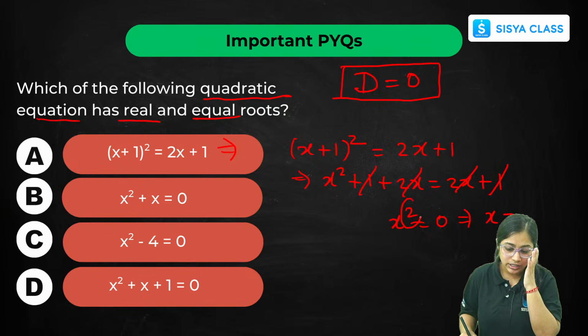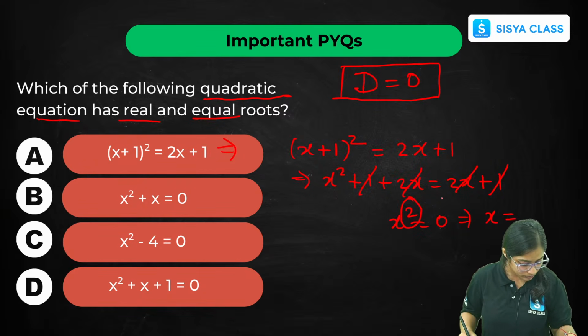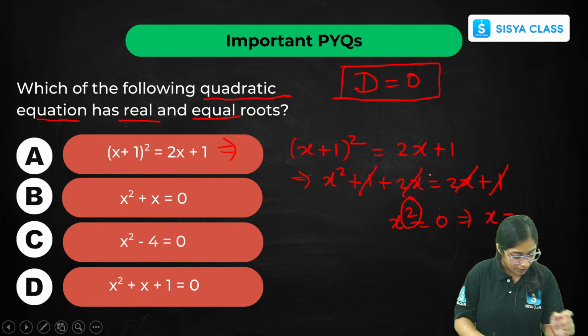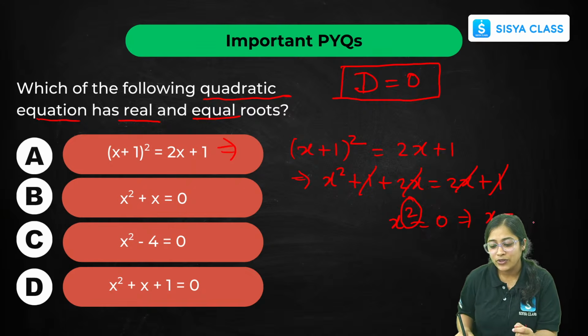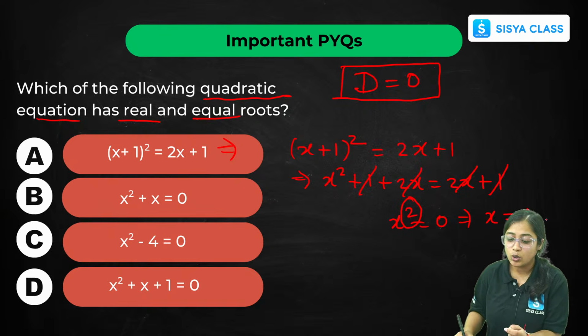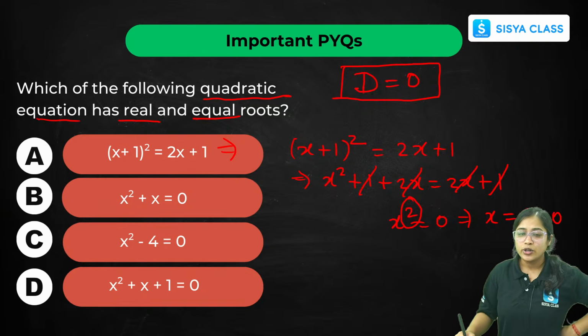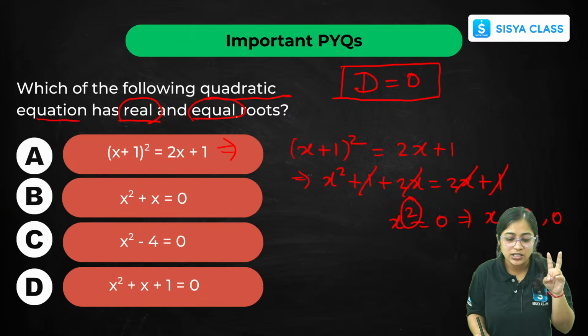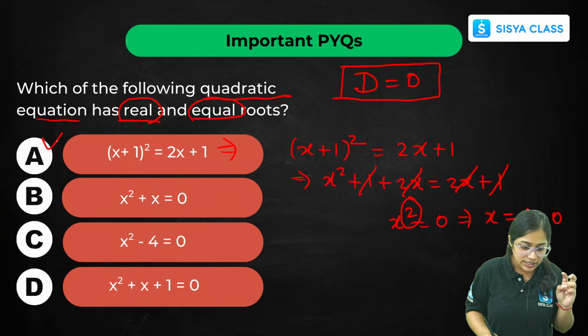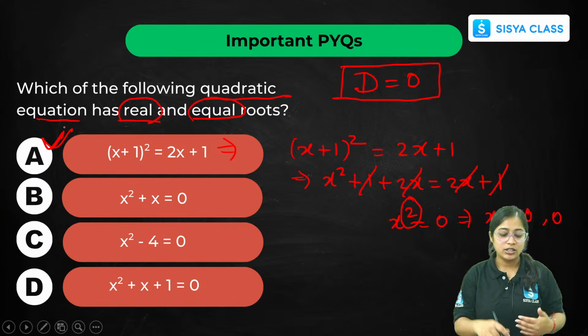Because the degree of the polynomial is 2. We will see this type of question as well, don't worry. So we have x square equal to 0 and the value of x is 0 and 0, right? So it has two real roots and both the roots are equal as well. So this option is correct. Now let's see the other options also.